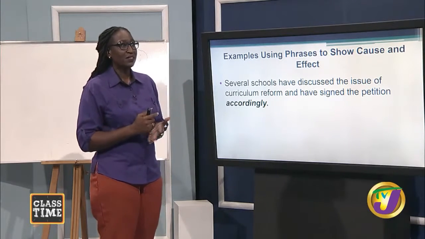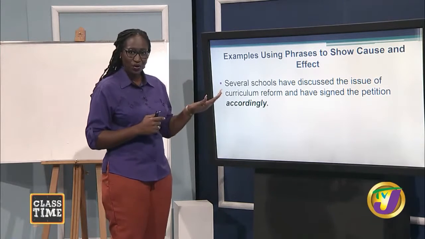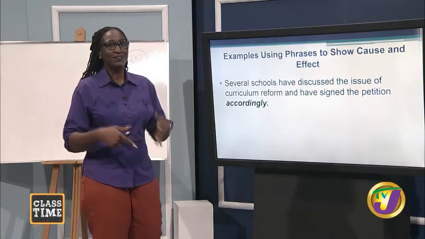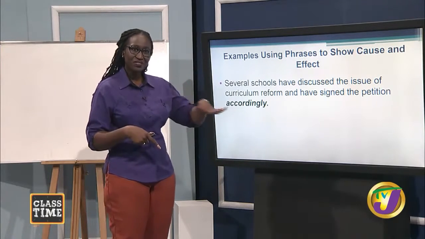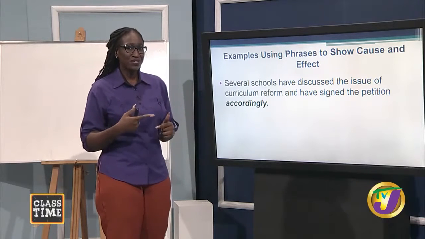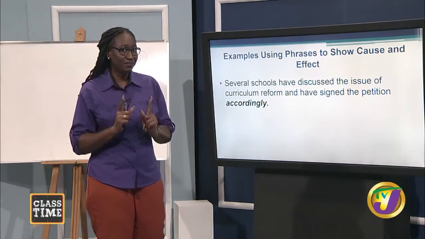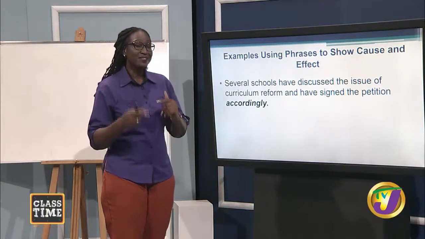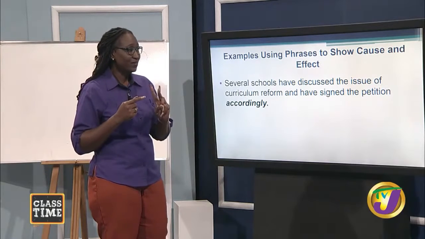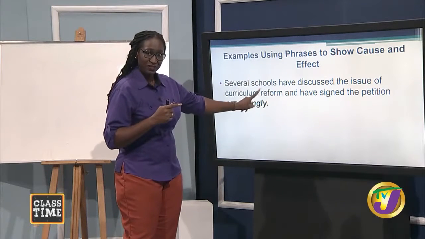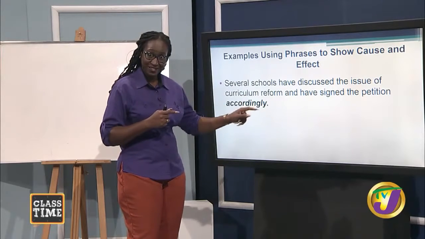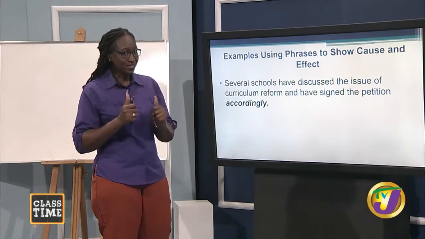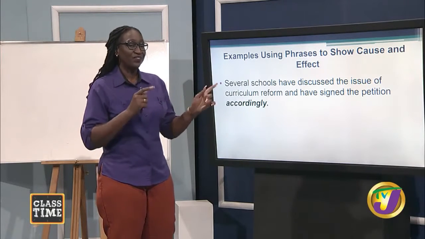Now, you might ask, then how is it that the transitional word or phrase is at the end of the sentence? It can be at the end, it can be at the beginning, it can be within the sentence. What is important is the job it is doing in the sentence. Because even though accordingly comes at the end of the sentence, it still effectively links these two ideas. A discussion followed by a petition signing. So even though it didn't come in the middle or at the beginning, it still does the job of transitioning, of linking.